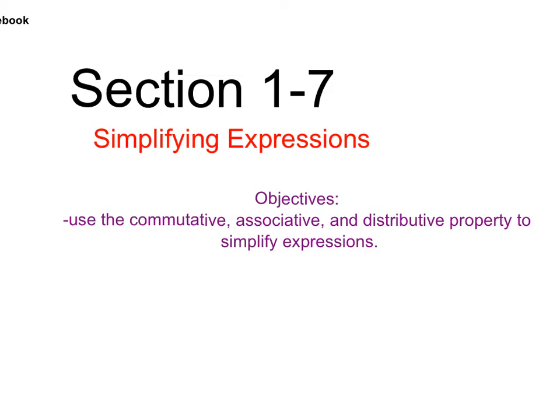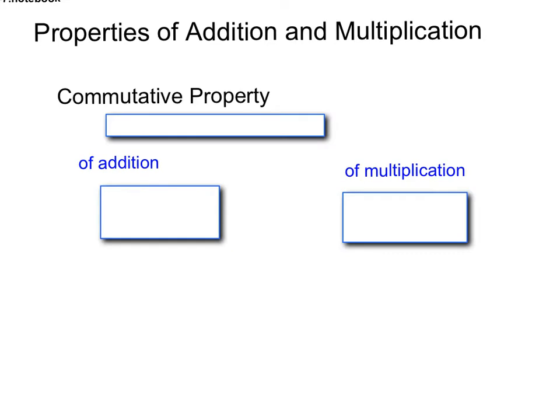And then eventually what we're going to look into in a different video will be the idea of adding and subtracting like terms and figuring out what like terms are. So our first two properties are properties of addition and multiplication. So basically what that means is that each property will work for addition and for multiplication.